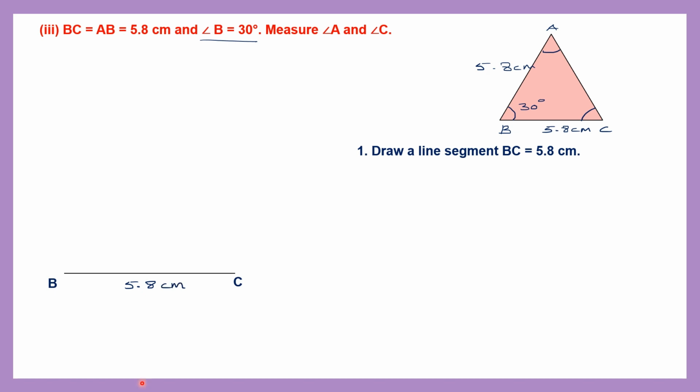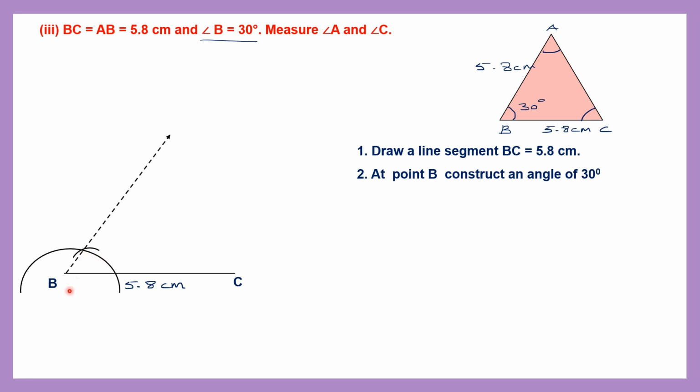What is the next step? The next step is at point B, construct an angle of 30 degrees. So here we're going to construct an angle of 30 degrees. That means first we need to get 60 degrees and then bisect it. So draw an arc, place your compass here, cut this arc.